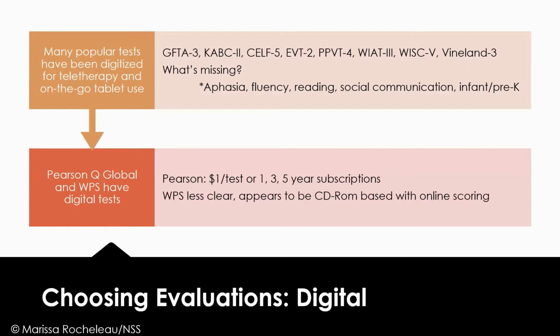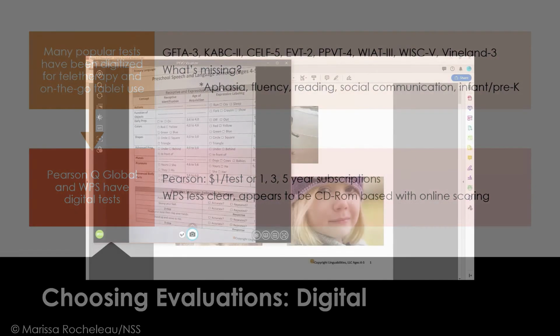Do you see any tests for adults, such as aphasia or dysarthria? There are also no tests for fluency, reading, autism, and social communication, or young children's language, like the PLS-5. Another publisher offering digital tests is WPS, which has more adult tests, but very few digitized options.